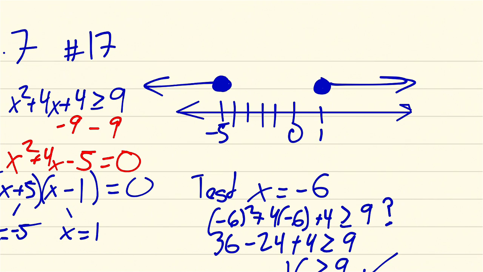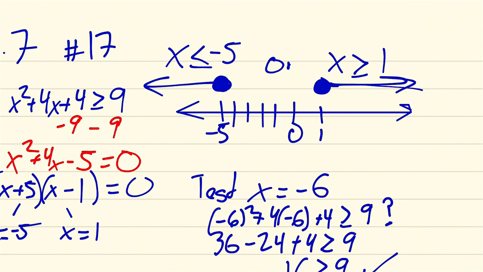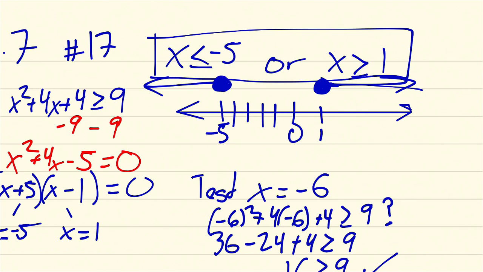Now, since our x's are over here, we're going to say this side is x less than or equal to negative 5. Over here, if you're not so sure how to write it, you can say it's to the right, or greater than 1. So we're going to say x greater than or equal to. I'm sorry, I forgot the equal to. Greater than or equal to 1. And we're going to say it's either x less than or equal to negative 5 or x greater than or equal to 1. Now I'm going to go back a second.